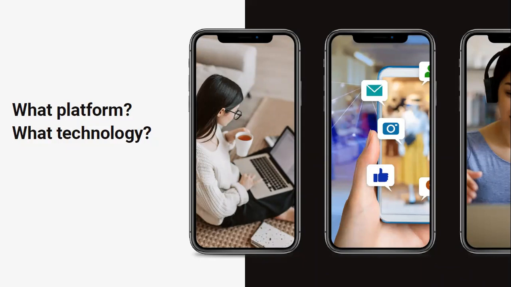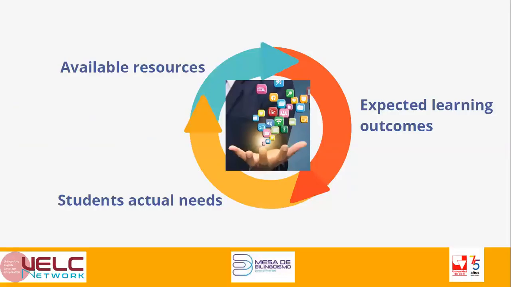Okay, now what platform, what technology? That's going to depend on the available resources, on the expected learning outcomes, and on student actual needs, okay? As I told you before, once you have your clear goals, which is the expected learning outcomes, once you know what interactions you want to use to achieve those goals, is when you try to decide what you are going to use. So I just showed you a number of options. There are many more. Probably you know other options, and probably the ones you know are better or more effective than the ones that I show you.